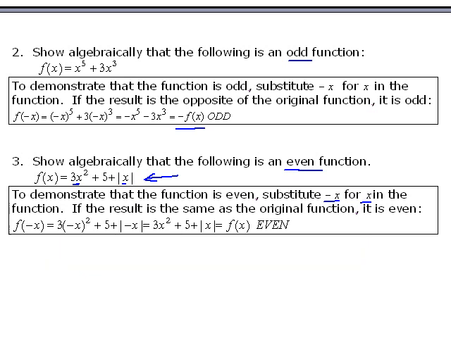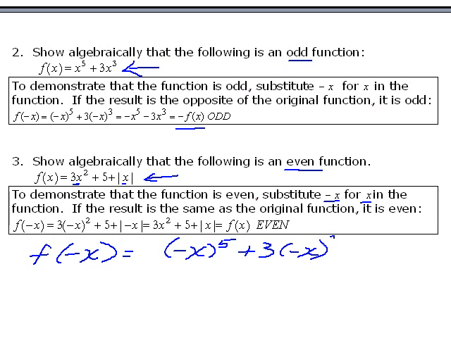I'm going to go back and do the same thing for this. So I start with that function, but I'm going to put a negative x in everywhere there's an x, remembering to use parentheses. This is negative x raised to the 5th power plus 3 times negative x cubed. If you have negative x, let's just do the cubed, raised to the 3rd power, it's in parentheses. This means negative x times negative x times negative x.